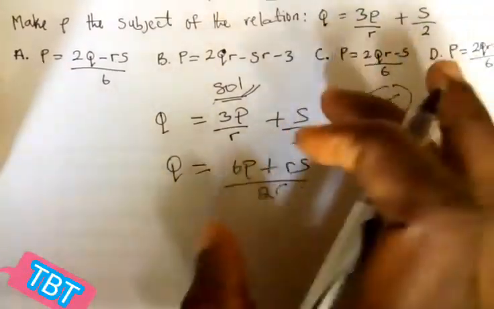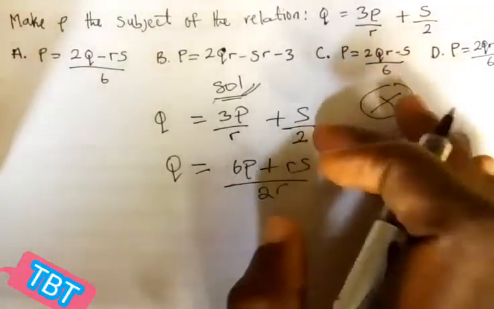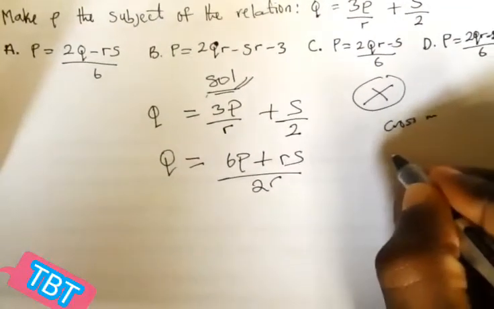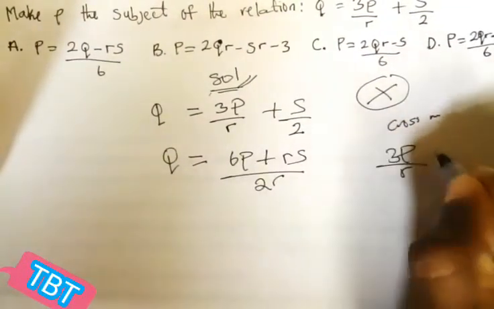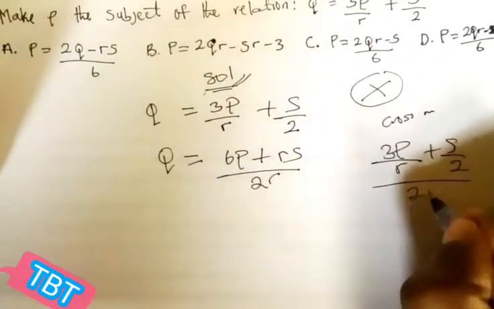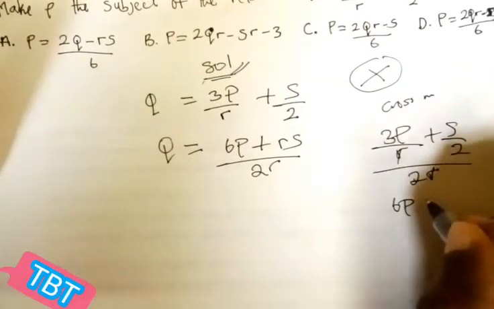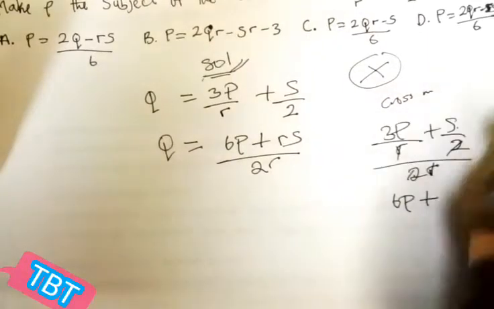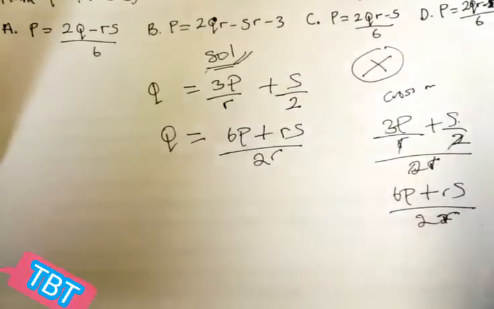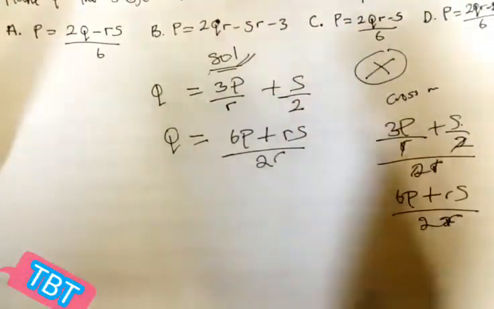Now note, there is still another principle for making this a single fraction. Instead of the principle of cross multiplication, which I just used, I can have something like this, 3P over R plus S over 2. I can just use my LCM method. The LCM here is 2R. R into R, multiply here is 6P, plus 2 cancels 2, R multiplied by S, RS, all over 2R. Still taking me to what I have here. They are just basically the same principle altogether.